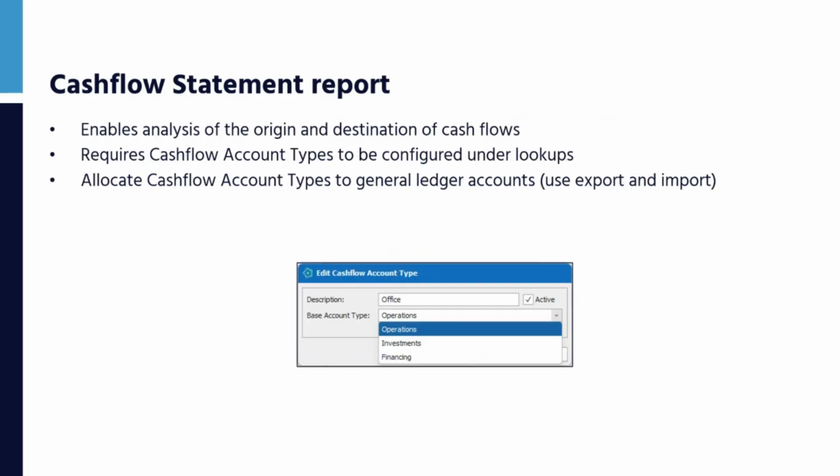There is a little bit of setting up to do, and essentially you need to define your own cash flow account types based on the base account type. The three base account types that you'll see in the cash flow statement report are operations, investments, and financing, and then you can create your subtypes under that.